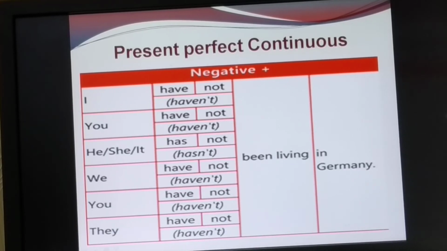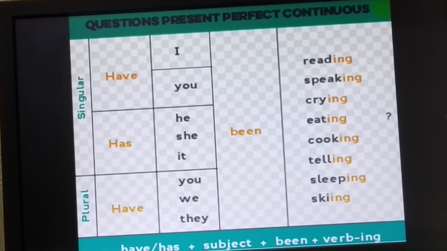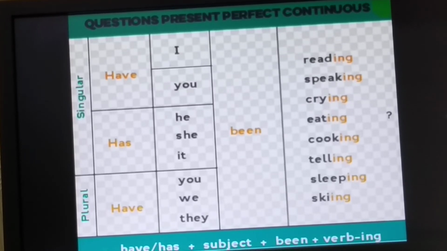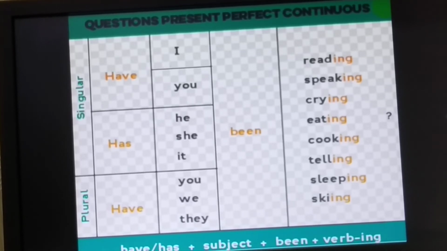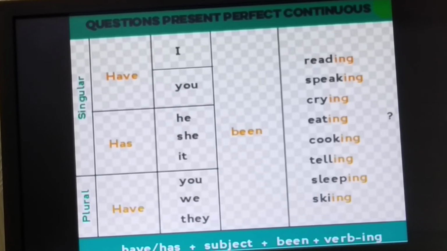Okay, now my dear students, if you want to ask a question using present perfect continuous tense, you have to use have or has at the beginning of the sentence. For example, has she been sleeping? Have you been speaking? In all these cases, what we have done is we have used have or has at the beginning, then we have used the subject, we have used been, and then we have used verb plus ing. And don't forget to give a question mark.